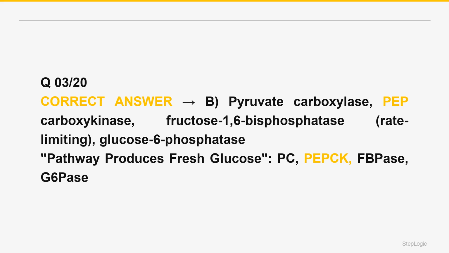Location matters clinically. Glucose 6-phosphatase is found mainly in the liver and kidney, which is why these organs can release free glucose into the blood, while muscle, lacking it, cannot. Its deficiency causes von Gierke disease, with severe fasting hypoglycemia. Gluconeogenesis occurs primarily in the liver, using lactate, glycerol, and glucogenic amino acids as substrates. The 4 bypass enzymes: pyruvate carboxylase, PEP carboxykinase, fructose 1,6-bisphosphatase, and glucose 6-phosphatase are the answer.